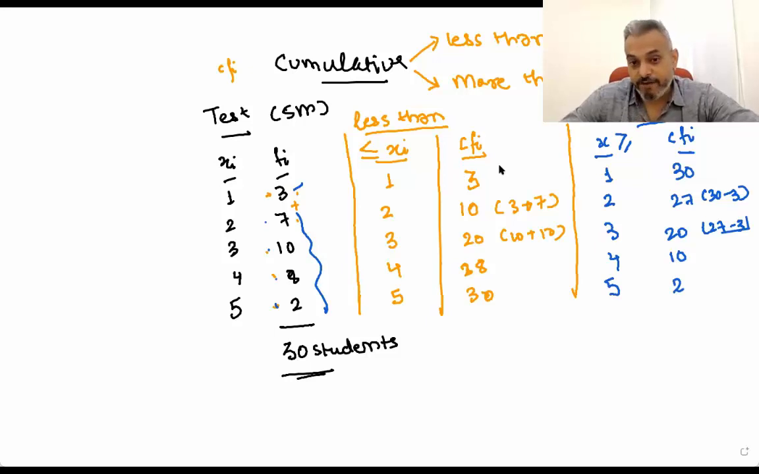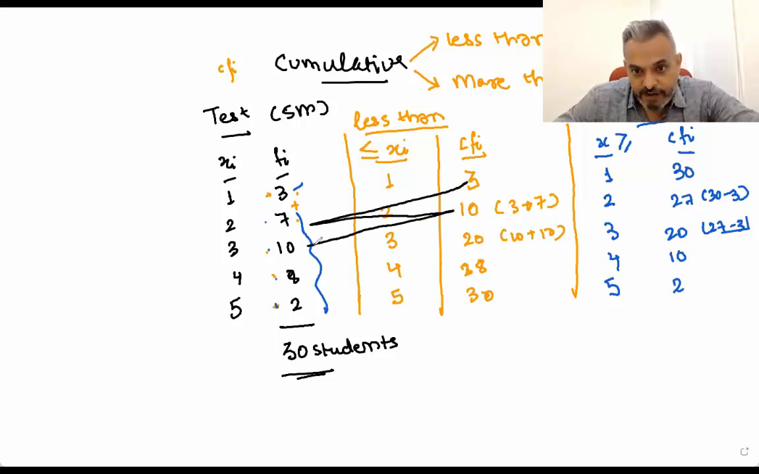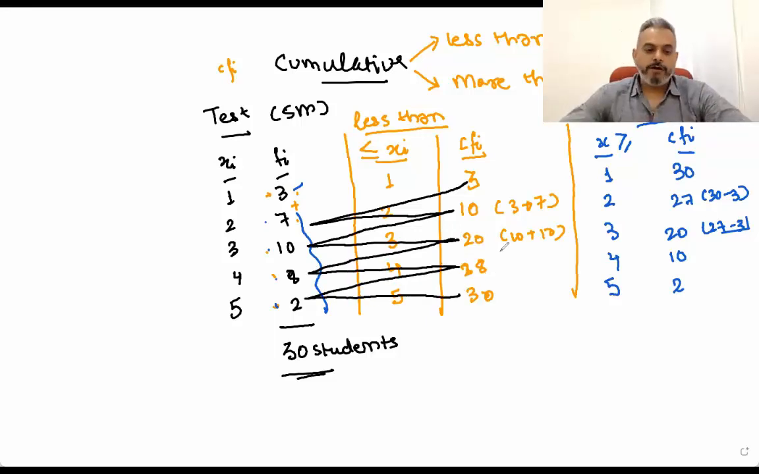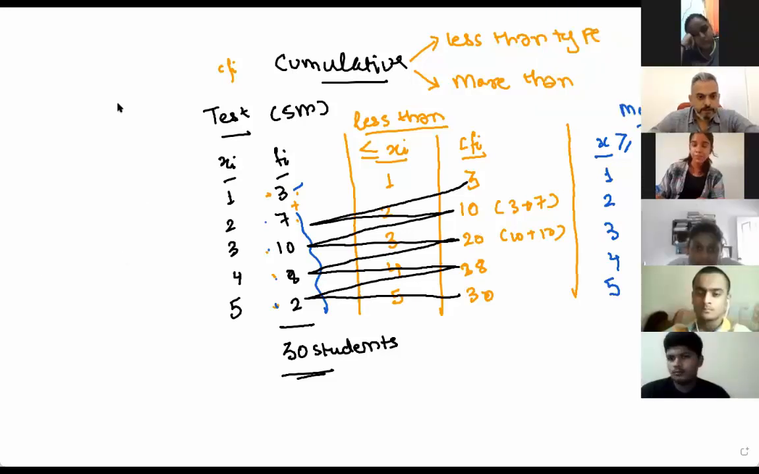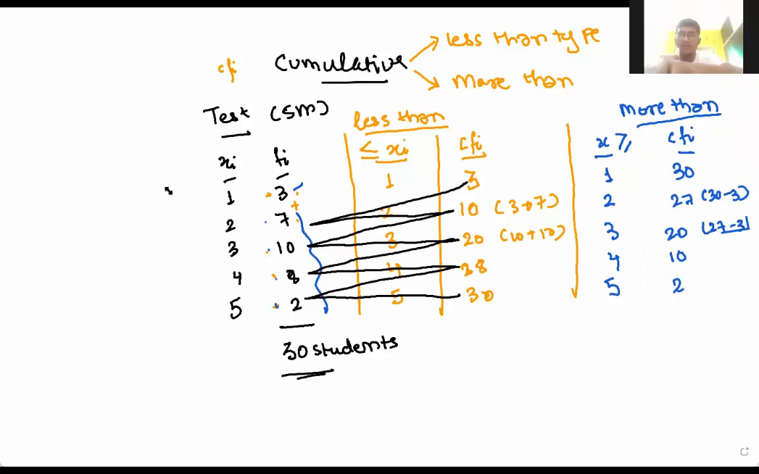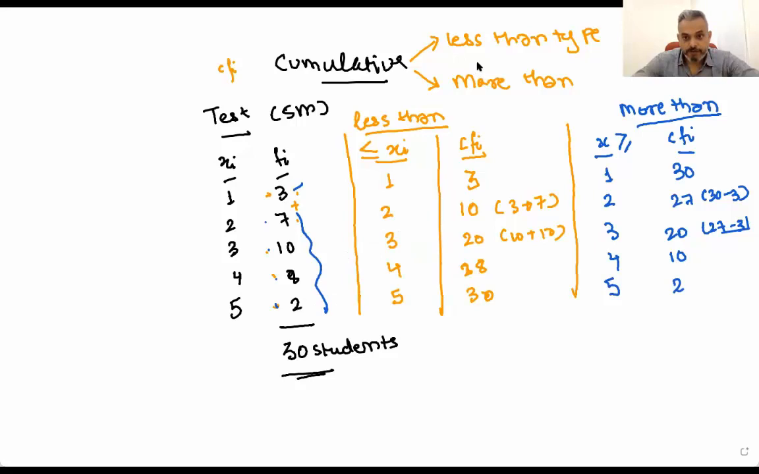लेस देन टाइप में आता हूं मैं सबसे पहले. फर्स्ट 1 लिख दिया, पहला तो लेस देन इक्वल टू 1 रिमेन्स द सेम 3. फिर क्या किया, 3 plus 7 10, 10 plus 10 20, 20 plus 8 28, 28 and 2 30. समझ में आ गया सबको ये?